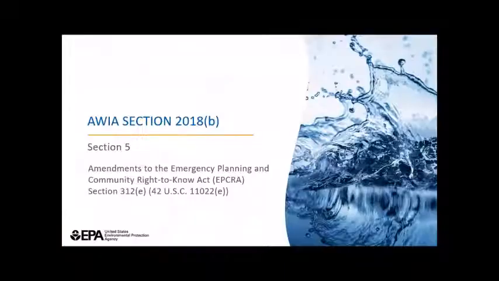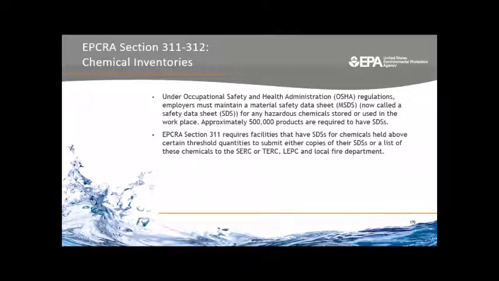So that's section 304 and the amendments to it under AWIA section 2018. Now let's jump into section 312 and see what amendments were required under AWIA section 2018. Under OSHA, or the Occupational Safety and Health Administration, regulations require facilities to maintain a material safety data sheet, now called a safety data sheet. I don't know how I'll ever get used to that because I'm so used to MSDS, but the MSDS is now called a safety data sheet for any hazardous chemicals stored or used in the workplace.